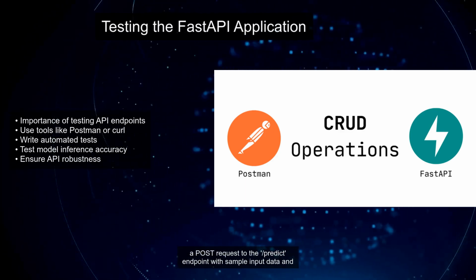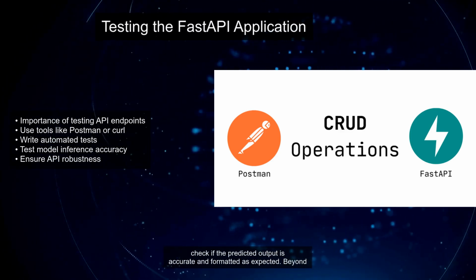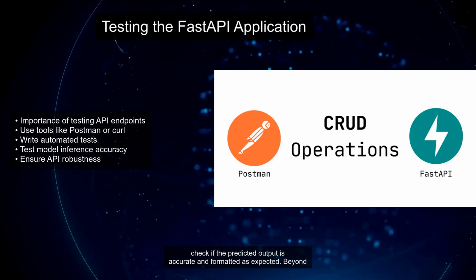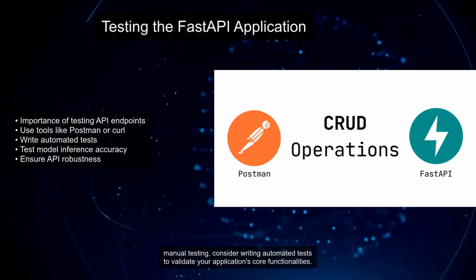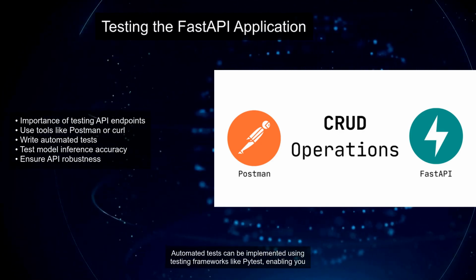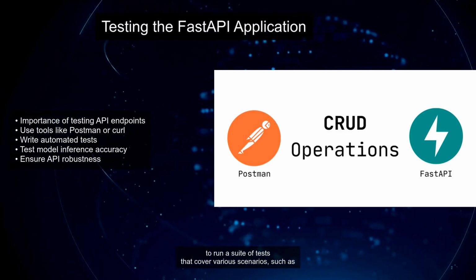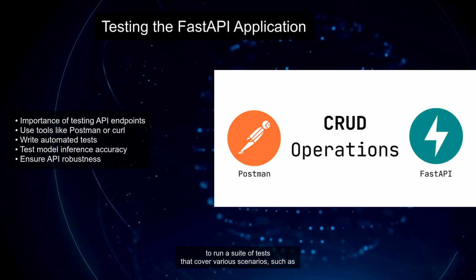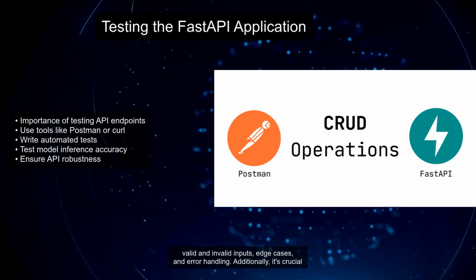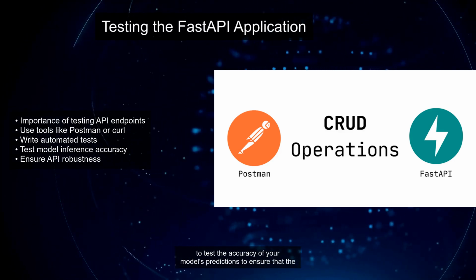For example, you can use Postman to send a POST request to the /predict endpoint with sample input data and check if the predicted output is accurate and formatted as expected. Beyond manual testing, consider writing automated tests to validate your application's core functionalities. Automated tests can be implemented using testing frameworks like PyTest, enabling you to run a suite of tests that cover various scenarios, such as valid and invalid inputs, edge cases, and error handling.